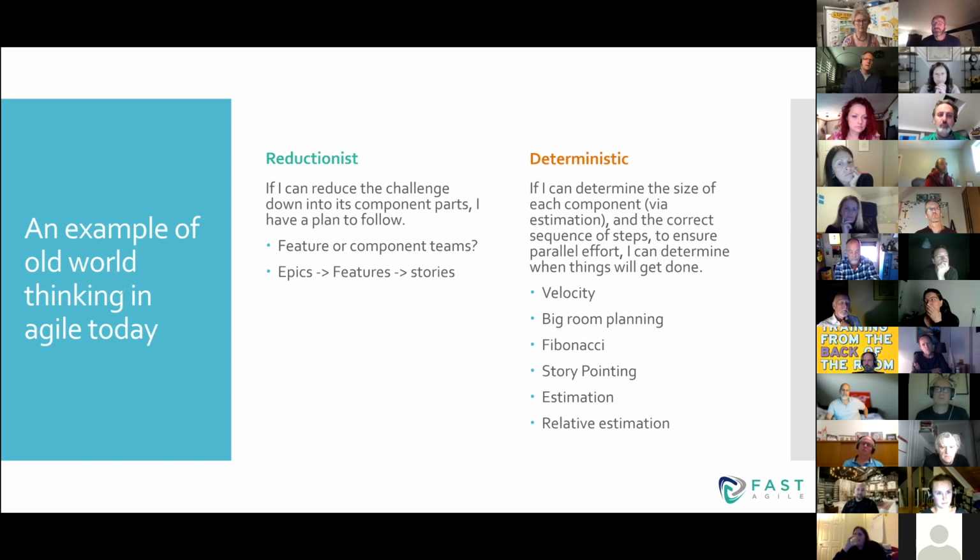And an example of reductionist, which should be orange, I've left it as teal. If I could reduce the challenge down to its component parts, I have a plan to follow, right? So if we get all of these epics and I can break these down into features, and I can break down all the stories and size all the stories, bam, there we go. There's our plan. All I have to do is action all those stories. So we've taken some good ideas from Agile and used them in an orange way of thinking, or a mass production mindset way of thinking.